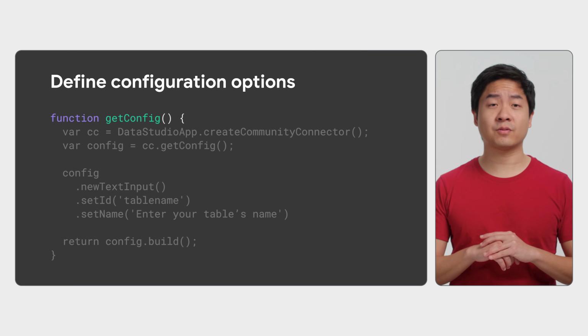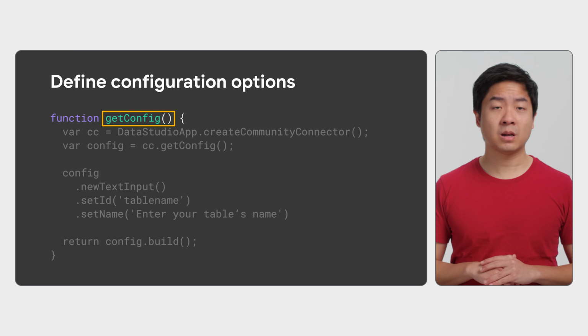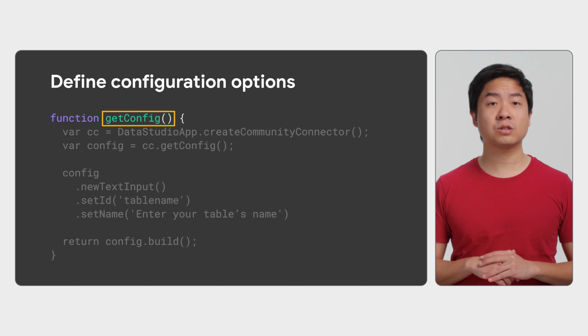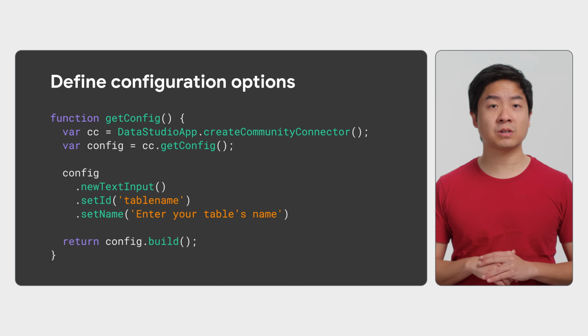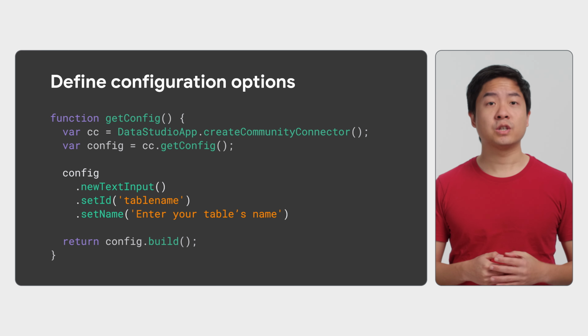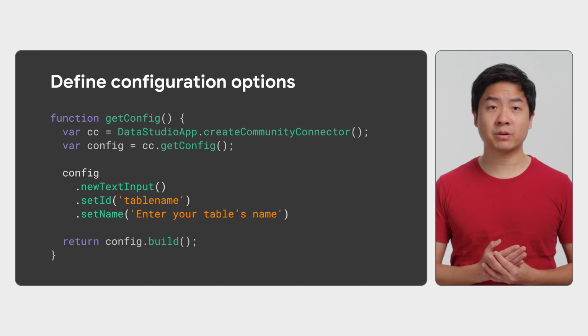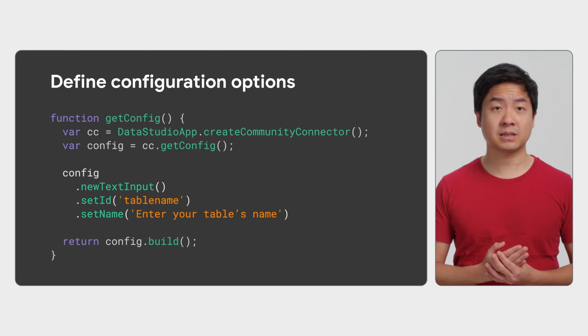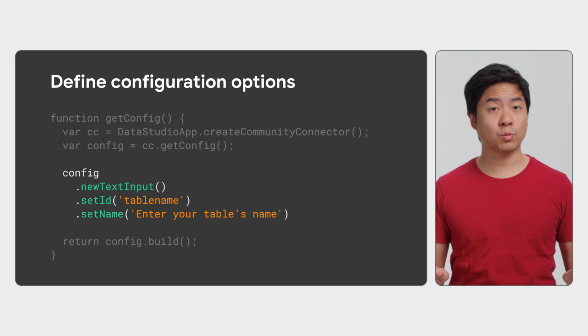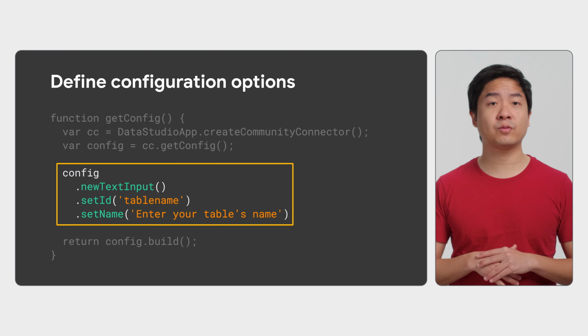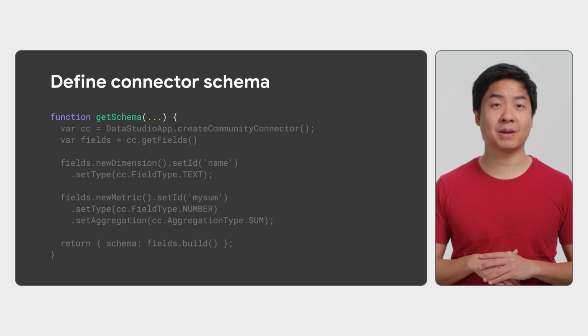Next, you must define the getConfig method. When a user installs a connector, Looker Studio will show a configuration wizard to the user. Your getConfig method determines what configuration options Looker Studio will present. In our example connector code, we tell Looker Studio to present a text field for the user to input the name of a table. Then, we have the getSchema method.